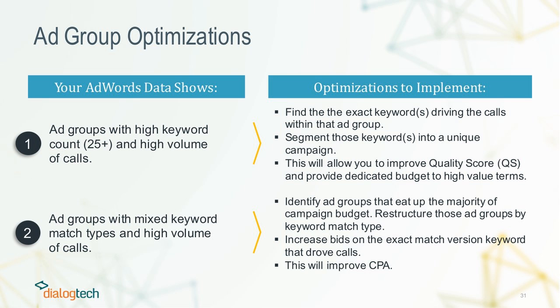This is really going to improve your CPA, because if Google sees an exact match keyword and there's an exact match query, so somebody searches for the exact match, your CPC will be less because you have ad copy specific to that, and so overall your CPA is going to be improved. So that's a key one here. Do the best that you can to at least segment out keywords and ad groups that are driving calls at a match type level.